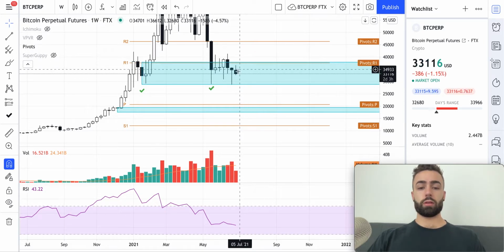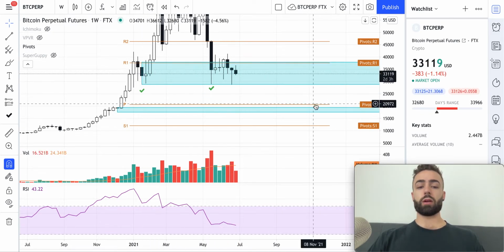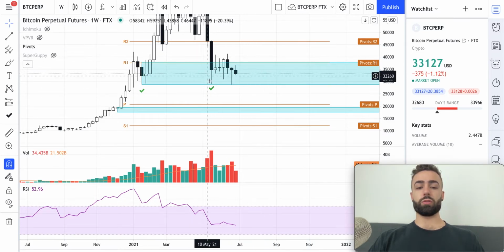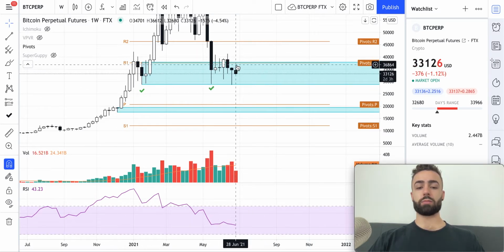So that might have been what we just saw here, and now we may just go down from this point and break through this light blue zone. Now remember, this light blue zone is our support zone, and we've already tested this 2 times now.